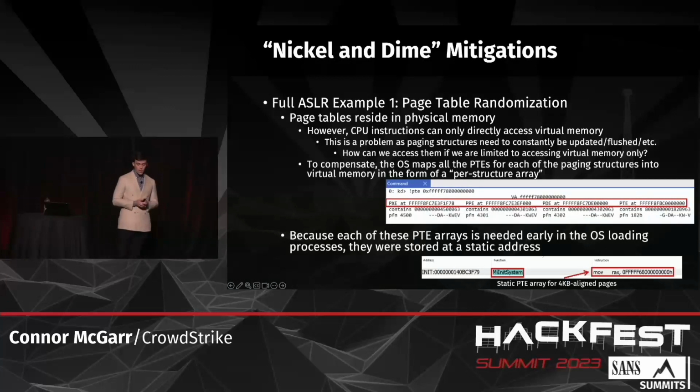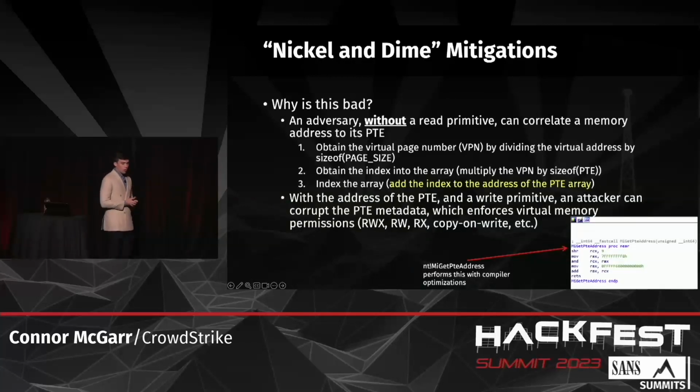So what Microsoft did is they put it at a static address across all OS implementations. On 64-bit, it's located at f extended 68000 for the page table entries. This is an issue. Why is it an issue? Well, an adversary, if you use virtual alloc or something to allocate some memory, the OS is going to tell you where that memory is located. If you can always know where your memory is at and the page tables are not randomized, well, you can effectively just index that array to know where your page table entry is that corresponds to your shellcode page, for instance. And if you know where that is, well, if you have a write primitive, what could you do?